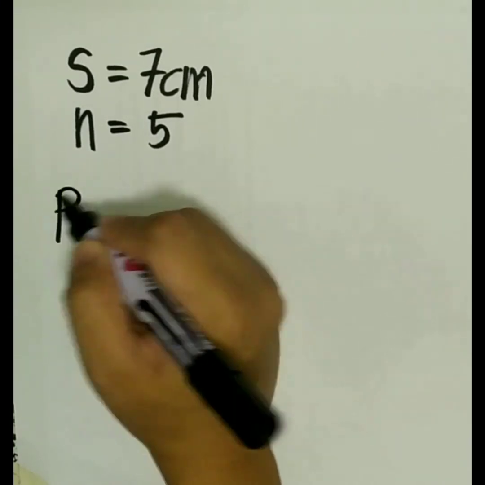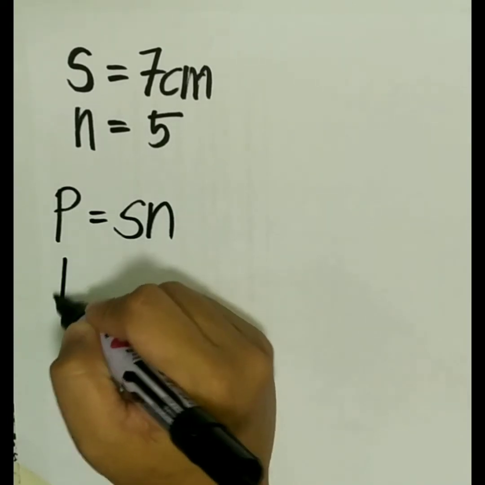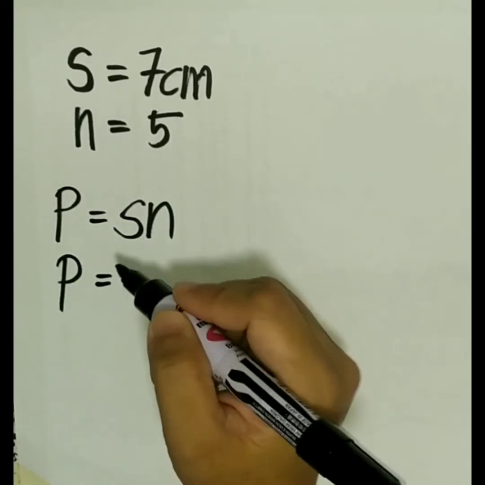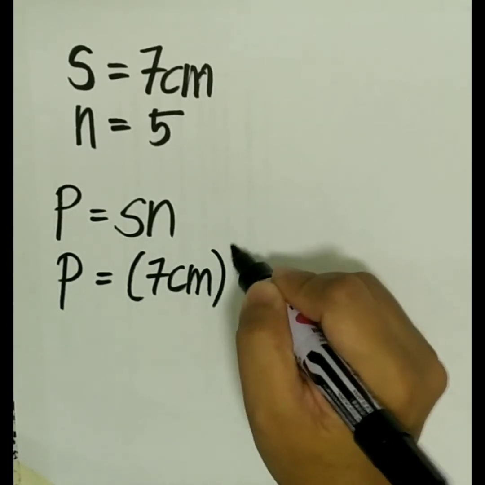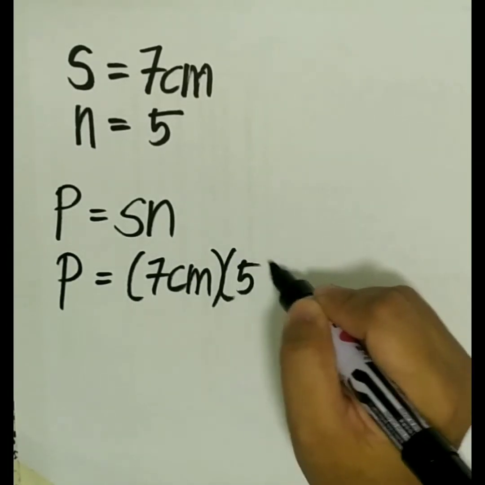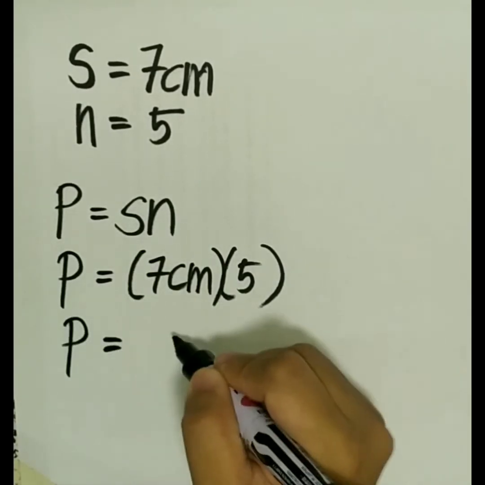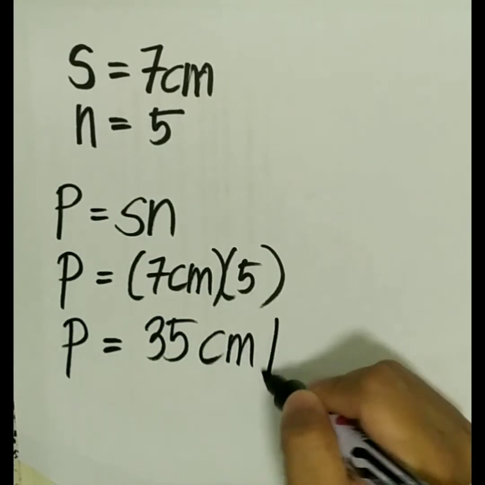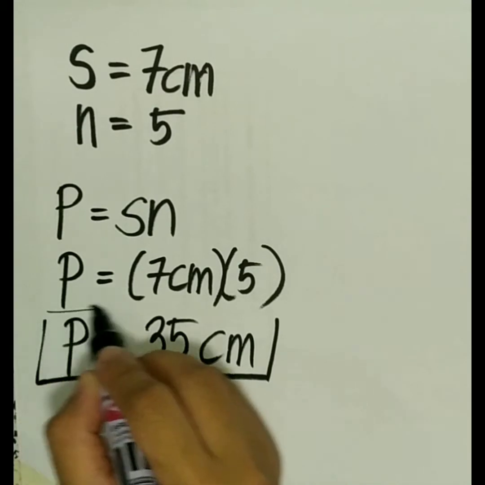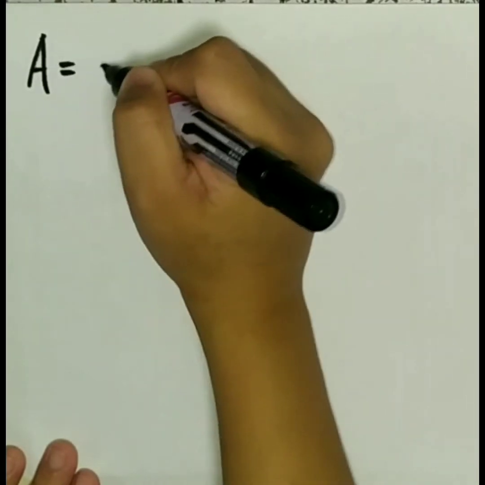We have the formula for perimeter, that is P is equal to S times N. We will substitute the given. S is equal to 7 centimeters and N is 5. We will just multiply 7 centimeters and 5, and we will get 35 centimeters for the length of the perimeter of our pentagon.